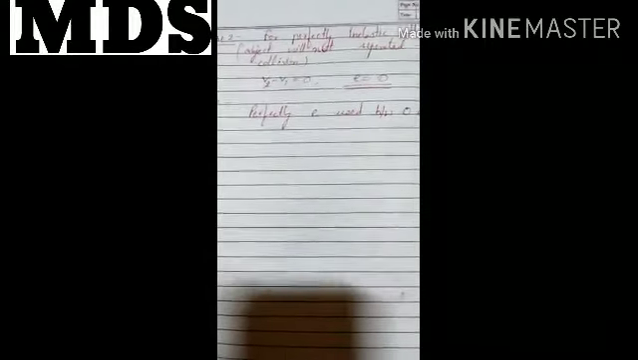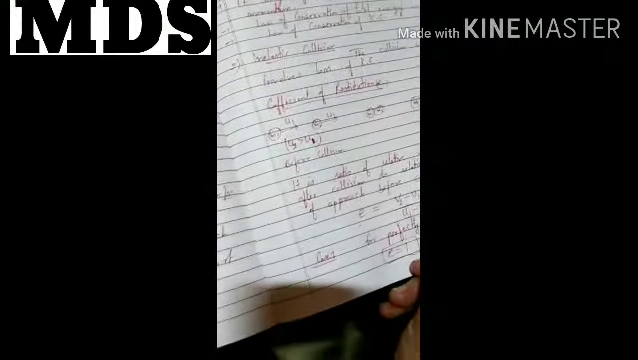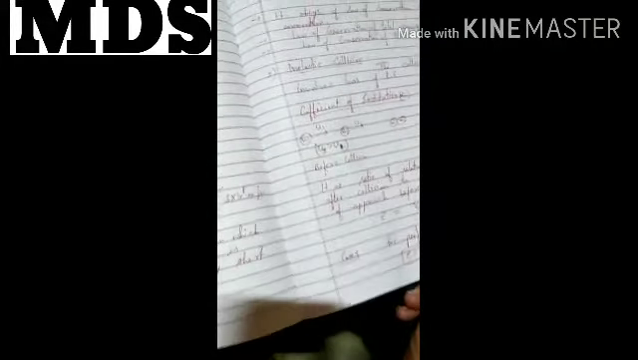Next topic: elastic collision in one dimension and its proof. We can write this ratio, e equals (v2 minus v1) over (u1 minus u2). The proof of this we will do tomorrow.